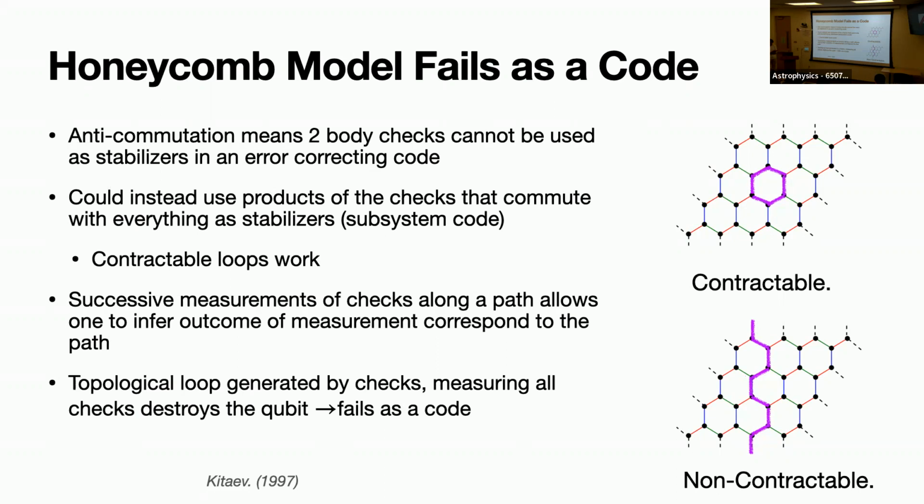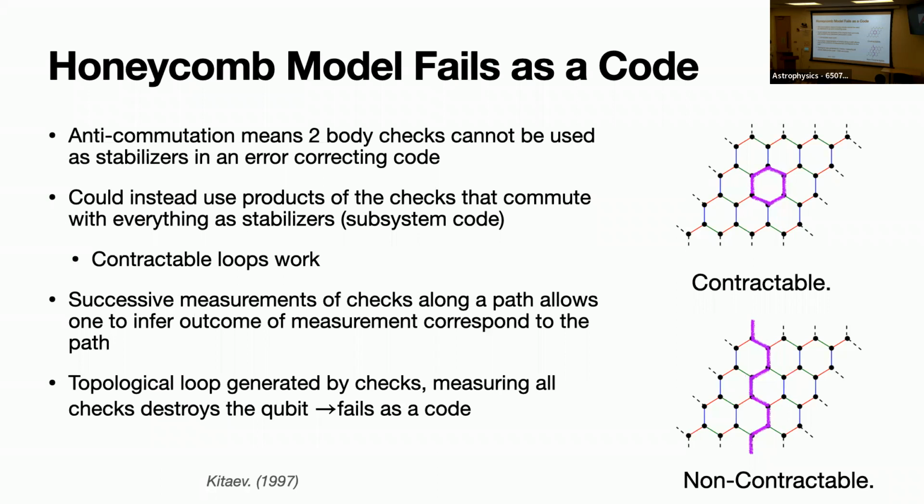The first type are these contractible loops. If we use these contractible loops as stabilizers, that works. And instead of measuring the full six-body plaquette operator, we could just measure all the two-body checks in a loop and infer the value of the measurement of these plaquette operators. That could work, but the problem is there's a second type of loop that is also generated through products of these two-body checks, and those are these non-contractible loops that wrap around the torus on which the qubit sits. This loop here is exactly the topological degree of freedom that will be measured.